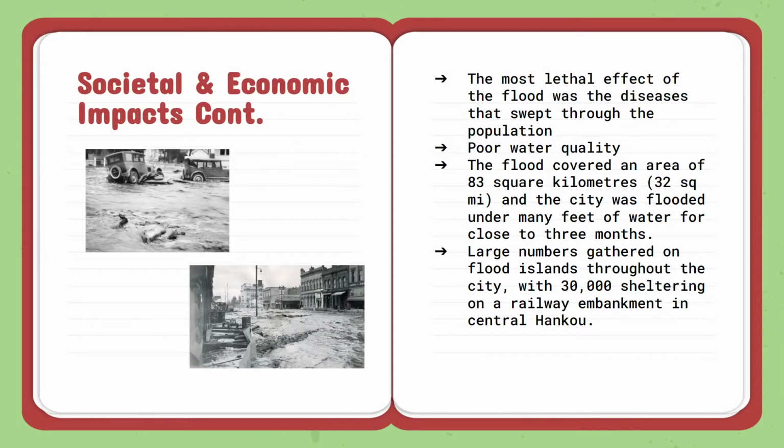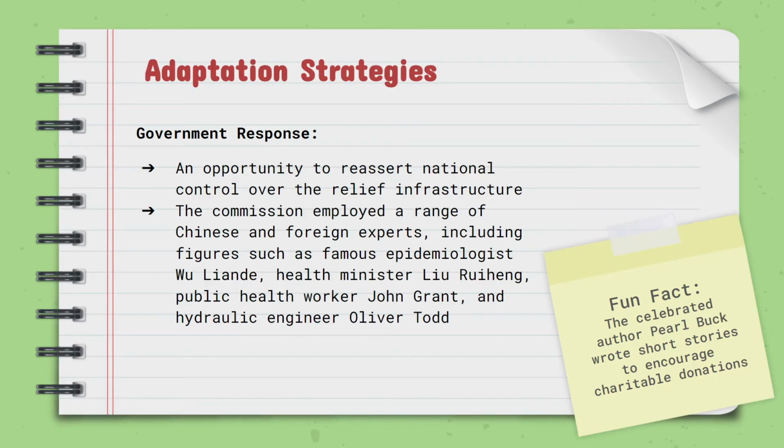Okay, so societal and economic impacts continued. So the most lethal effect of the flood was not actually the flood itself, but it was the disease that swept through the entire population. And that came from poor water quality, and then because a bunch of crops were destroyed, poor food quality. And the flood covered an area of 32 square miles. So the city was flooded under many feet of water for close to 3 months. And large numbers of people gathered on flood islands throughout the city, with around 30,000 sheltered at a railway embankment in central Hong Kong.